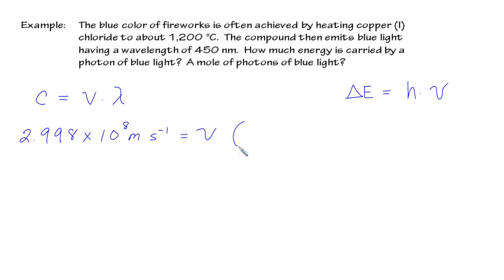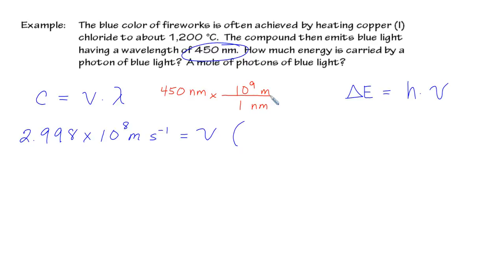Now, unfortunately, the speed of light is given in meters, and my wavelength here is given in nanometers. So we're going to have to make that switch. So you got to do a little sidebar. 450 nanometers. Let's see, we could set this up as 1 nanometer is 10 to the 9th meters. Or you could say 1 meter is 10 to the negative 9th nanometers. Either would be totally fine.